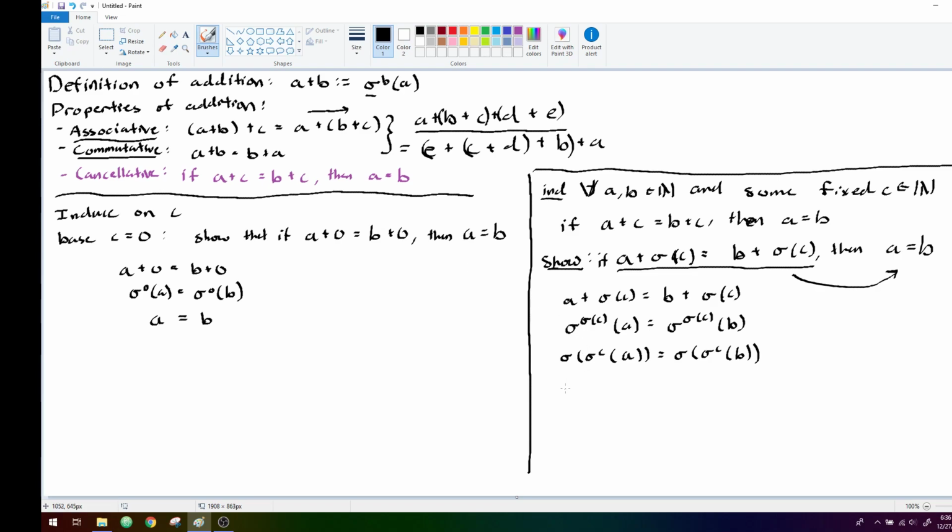Now regrouping again with our definition of addition, we're going to regroup the terms inside the parentheses, into sigma of a plus c equals sigma of b plus c. Now this lets us say, since we know that the result of applying sigma to this expression is the same as the result of applying sigma to that expression, this must mean that the inputs to sigma on both sides of this equation were equal. And this is because sigma is injective.